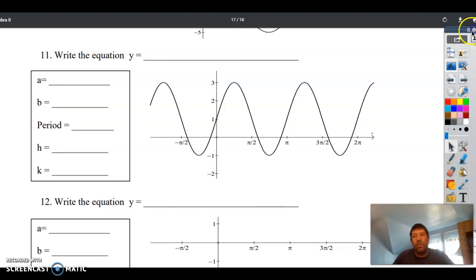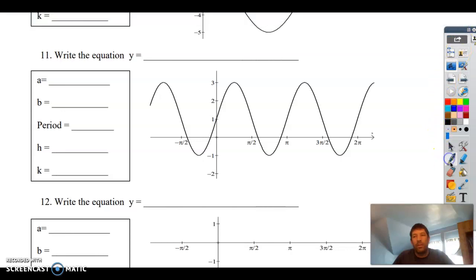And what we're going to look at is, first of all, what are A, B, the period, H, and K? What are all of those things? And that's going to help us write our equation. First of all, I'm just going to put up here our general graphing form. So remember, it's y equals A sine B times x minus H plus K.